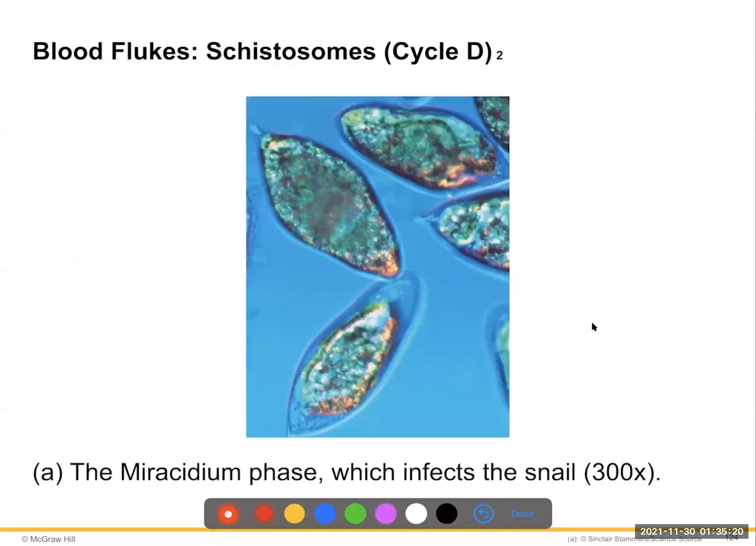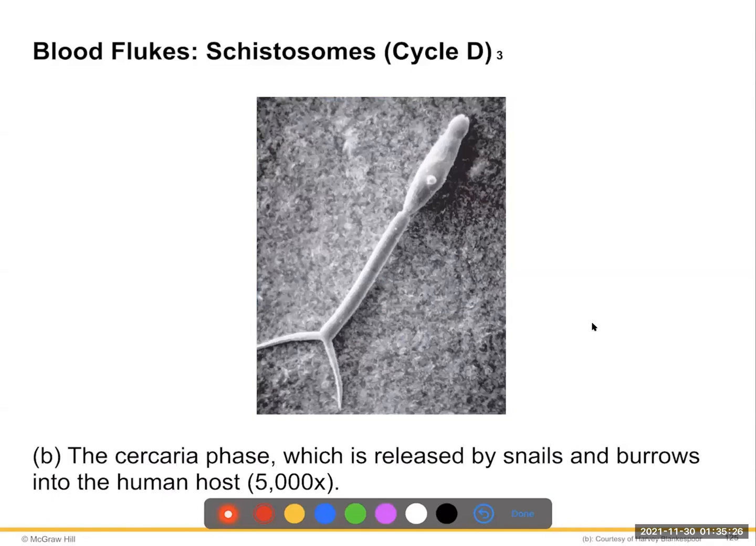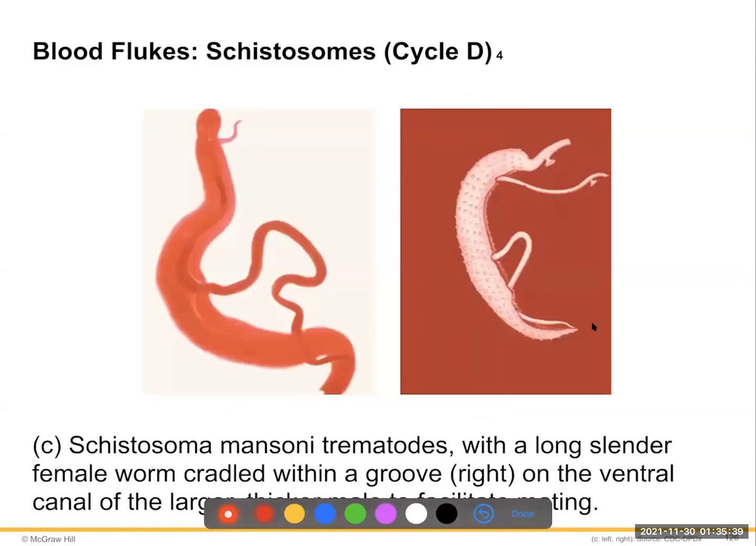These are the blood flukes. You get a leaf-like structure. Again, this is the blood flukes, and this is their life cycle here. The cercaria phase is released by snails and burrows into the human host. This is the form that burrows into the host after it leaves the snails. These are your blood flukes.